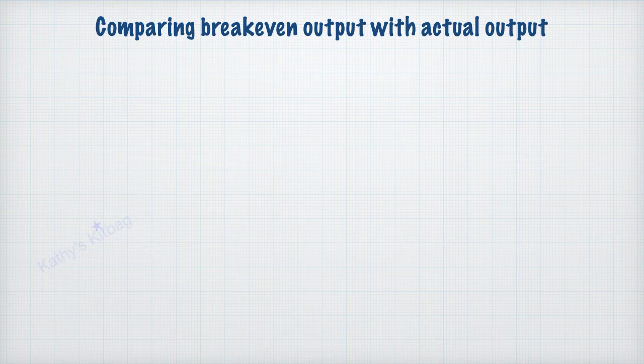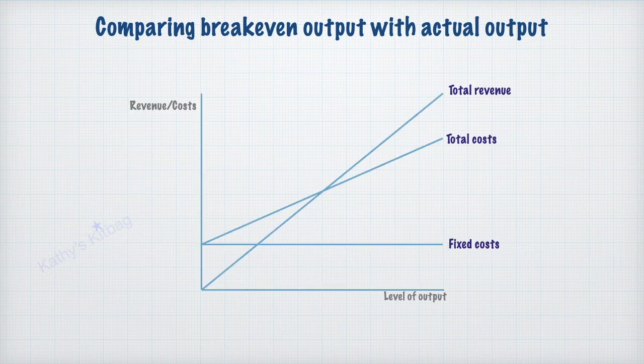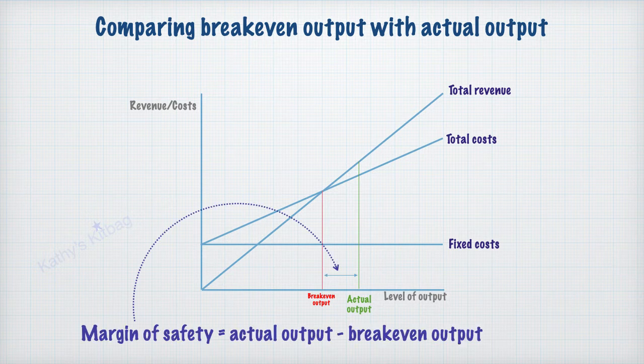So moving on, another thing you can do with break-even charts is to compare your break-even output with your actual output. Here we've got our basic chart again, with the break-even output that you saw before drawn in. Now we're going to assume that the firm is producing slightly to the right of the break-even output. This tells us a couple of things. The first is the difference between break-even output and actual output, which is known as the margin of safety.